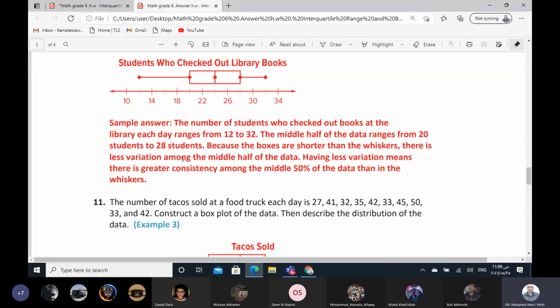as you see here, this is the dot plot. You can draw first the number line, then put the data in order from least to greatest, then determine the smallest value and the biggest value, then put the first quartile, the median and the third quartile, then draw the box or the rectangle between the first quartile and the third quartile. You will find the median between them.